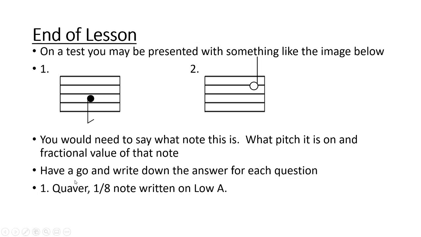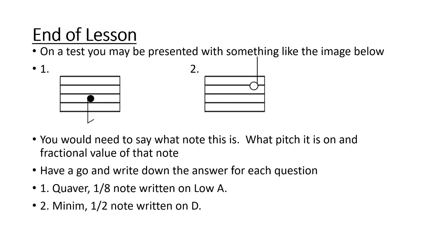So it's a quaver, because it's a filled in note head with a stem and 1 tail, which is an 8th note. And if you're thinking, well, what do you mean an 8th note? Remember the duration table? We had the semibreve was the biggest note. Split it in half. We had 2 minims. Split them in half. We had 4 crotchets. Split that in half again. You had 8 quavers. That's why it's an 8th note. And it's written on low A. So there was low G, low A. There it is. In question 2, there we are.